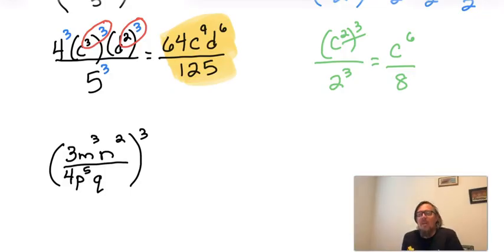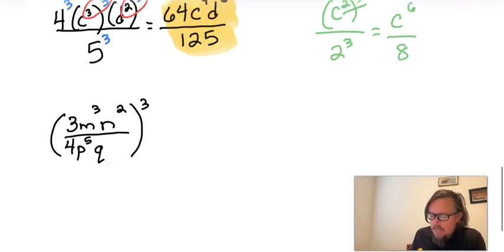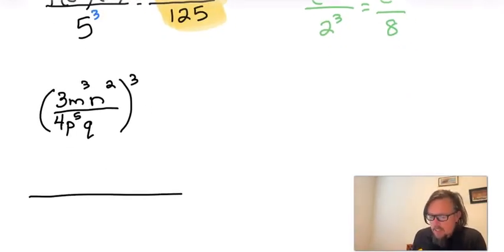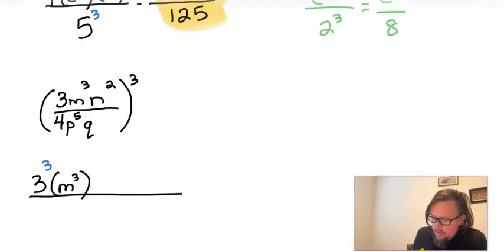So this one's, again, bigger. It's not harder, just more to it. So just like the last one, each thing inside the parentheses is going to get the third power. So in the numerator, we have 3 to the third power. The denominator will be m cubed to the third power. And then we've got n squared to the third power. Then down here we've got 4 to the third power.